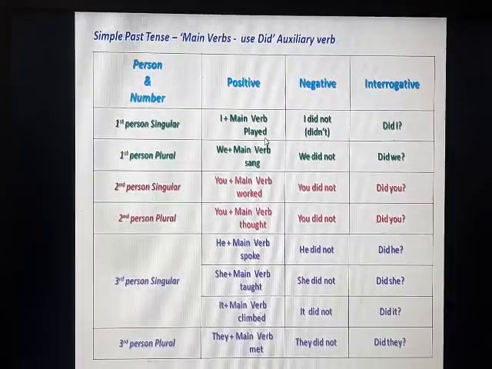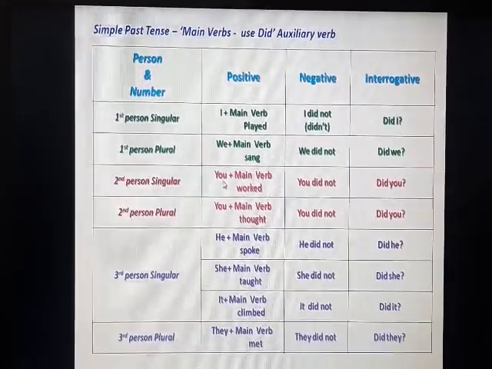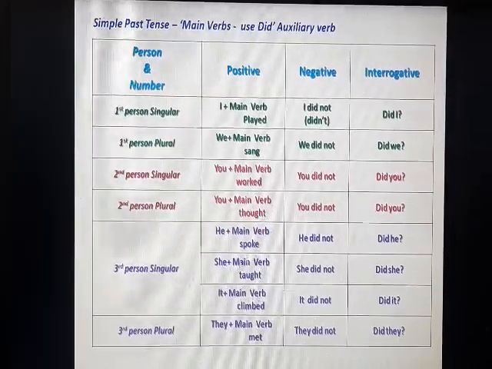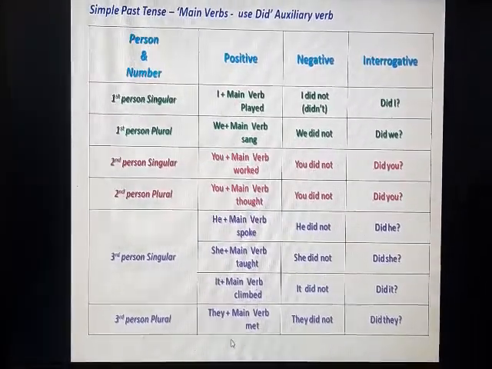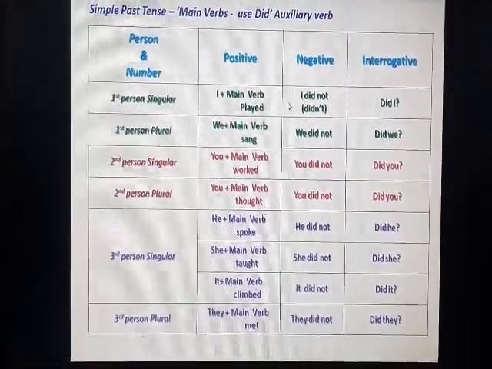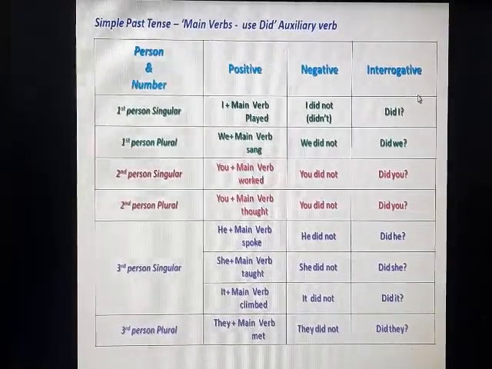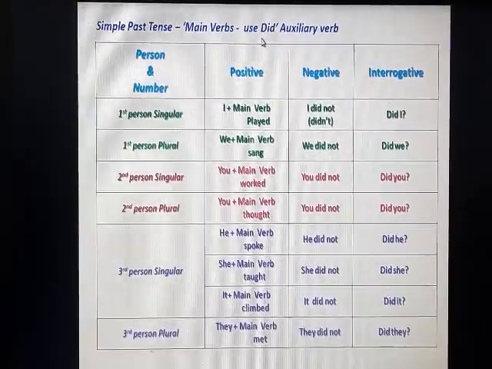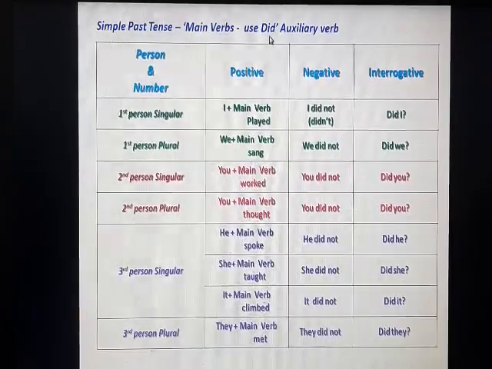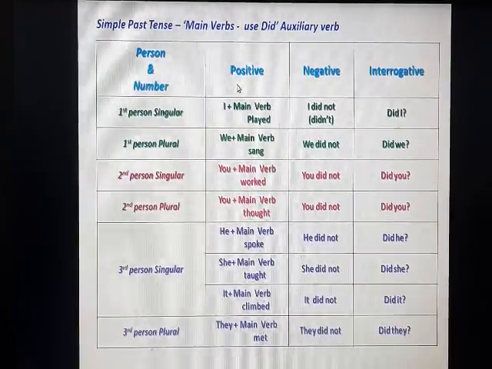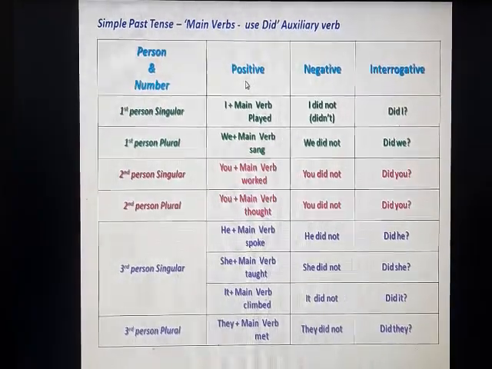So I have examples for you: played, sang, worked, thought, spoke, taught, climbed, met. Now in the negatives and the interrogatives alone, we'll be using the did auxiliary. We will not use the did auxiliary in the positive sentences. So let's see how do we use it.